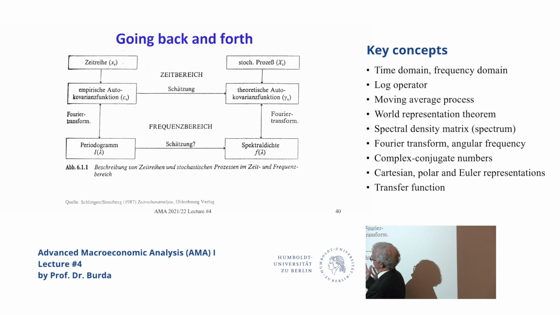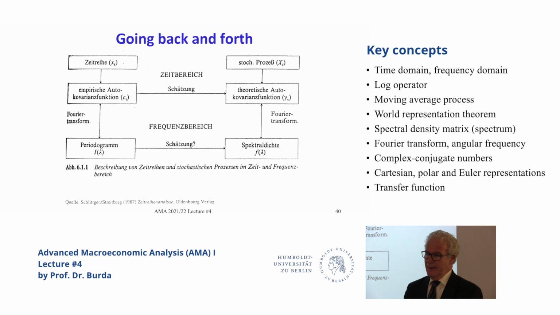It says we start with a time series that we can observe. In our minds, we have a model that generates a stochastic process. They both imply autocovariances, correlation with successive leads and lags. One we can actually estimate, and this is called the periodogram, or the empirical autocovariance function. And in German, this is called the Spektraldichte, spectral density.